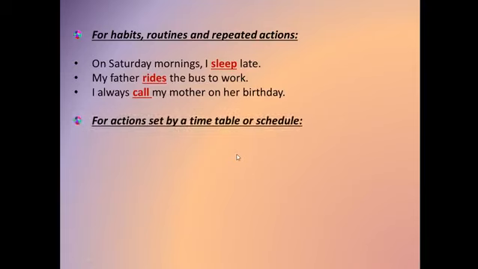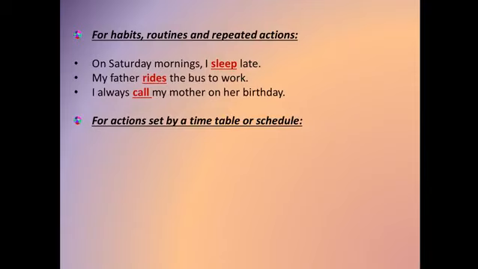Now, the fourth and last thing that we use the present simple for is for actions set by a timetable or schedule. Do you remember the example that Amy gave us? The train to London leaves at 1 o'clock. So the action of the train leaving is set at a certain time, 1 o'clock. So this action happens at 1 o'clock. So this is a schedule, this is a timetable. Every time it's 1 o'clock, the train leaves the station.